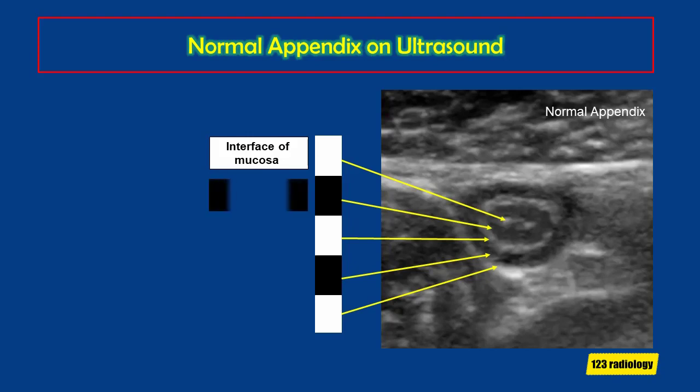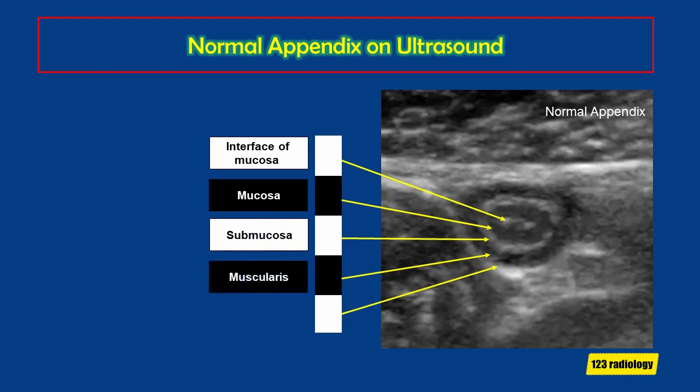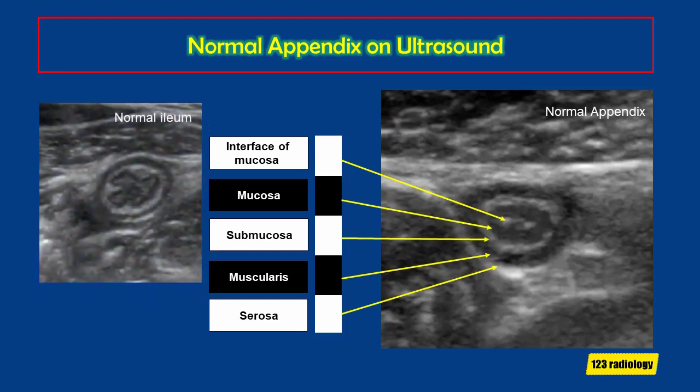Then this blackish layer is the mucosa. Then the white layer is the submucosa. Then the black layer is the muscular layer. And the outer white layer is the serosa. As we can see, the same layers are seen in the ileum.